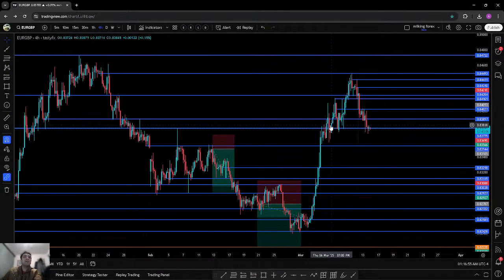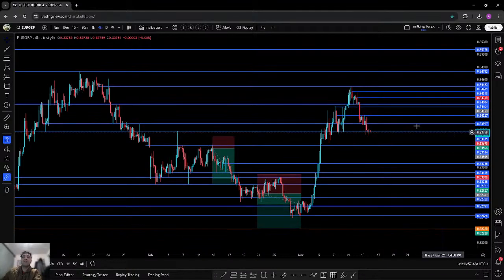And then EUR/GBP, we can see that the weakness in the euro has begun against the pound, because this was a wonderful opportunity that I was looking at, and really interested in as well.